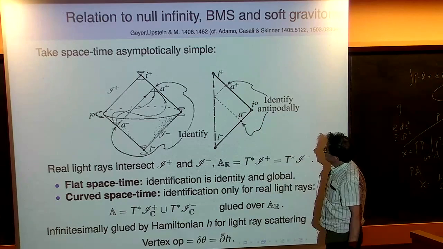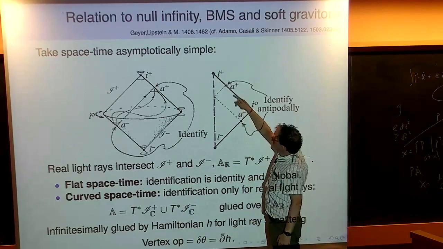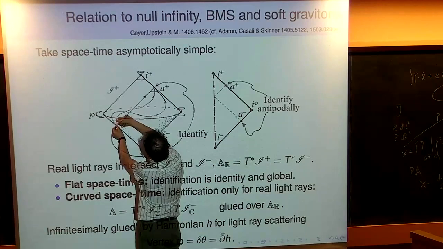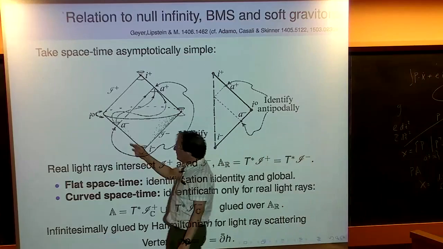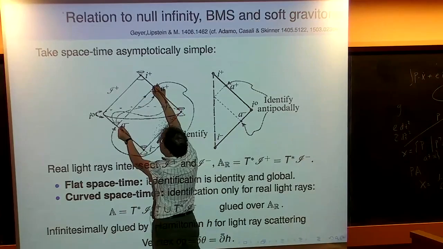And in flat space, of course, scri plus and scri minus are naturally identified. In the conformal compactification, these points are actually the same. But then, of course, in a curved space-time, this identification is really you take the light cone of this point here, and it reconverges at that point there in flat space-time. But if there's some non-trivial metric in the interior, then there is no sensible identification between scri plus and scri minus, no identification that respects the scattering of null geodesics.